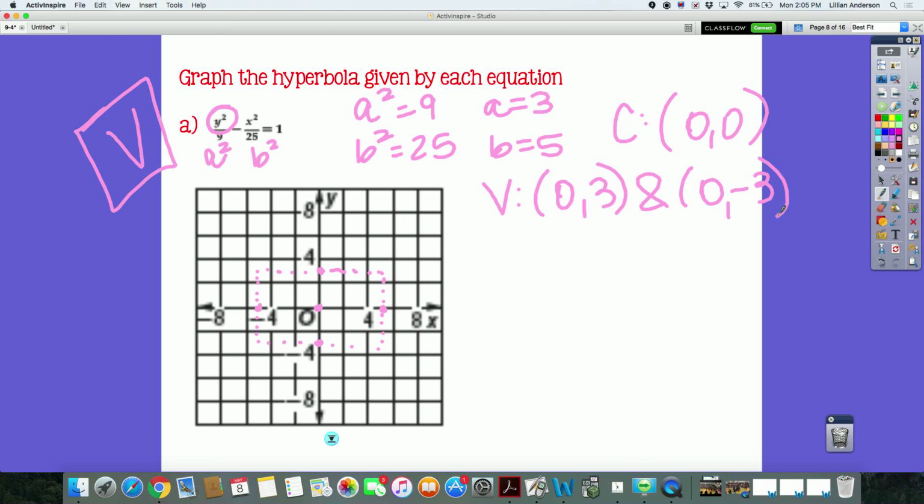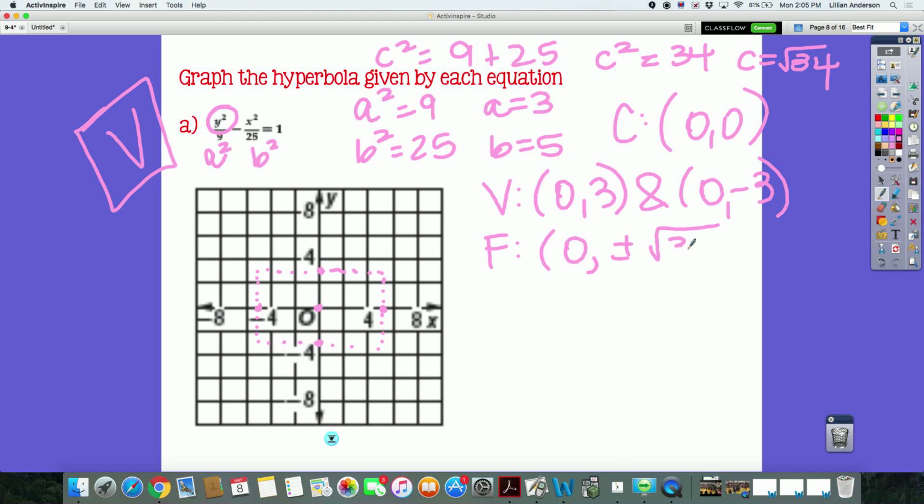Let's figure out our foci. We're going to add the value of c to the y-coordinate of our center. To find c, we need to do old school Pythagorean theorem. A squared plus b squared. So c squared is going to equal the sum of that, which is 34. C is going to be the square root of 34. So my foci are going to be 0, comma, plus or minus the square root of 34. Remember, you just add it to the y-coordinate of the center.